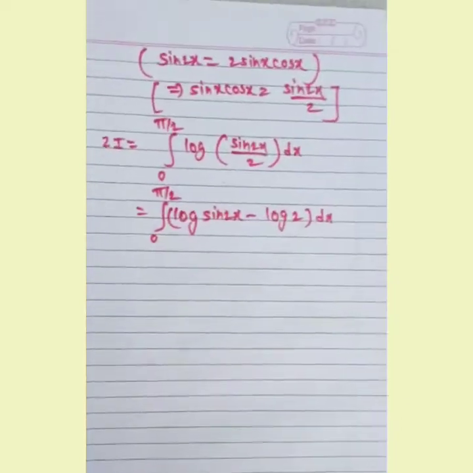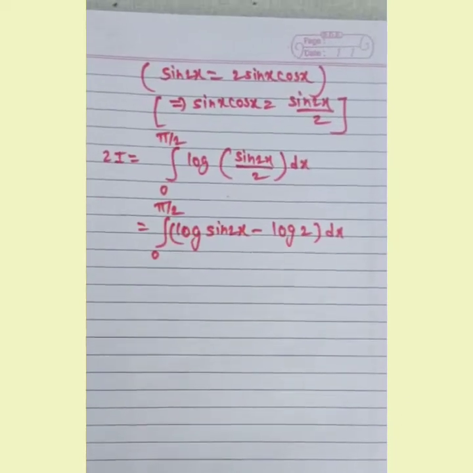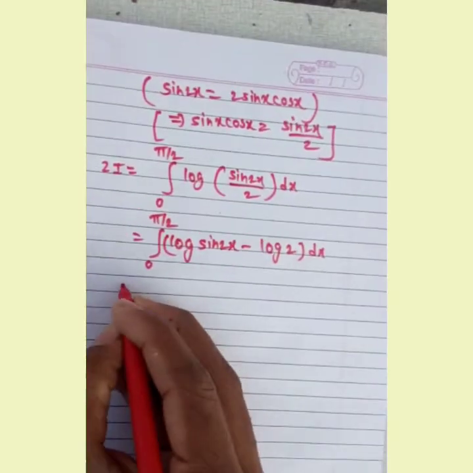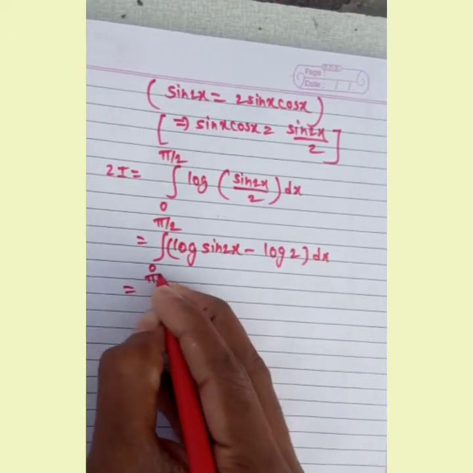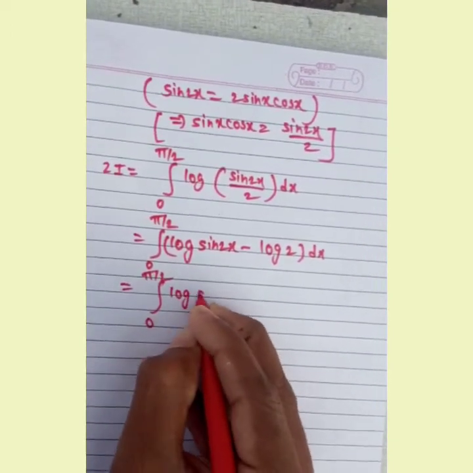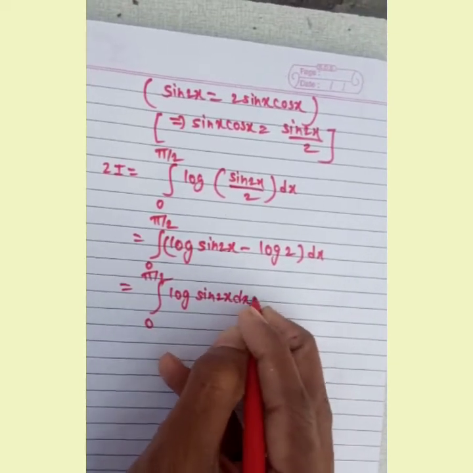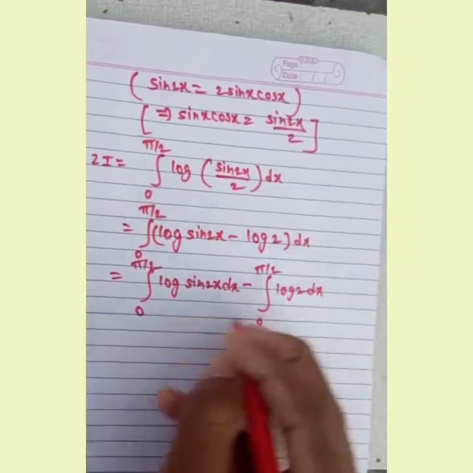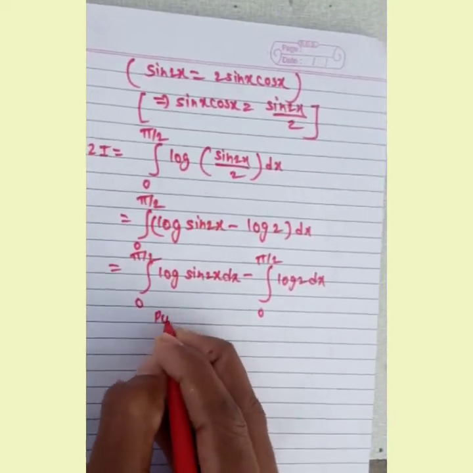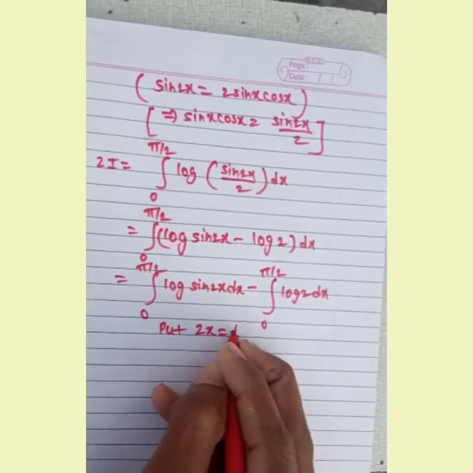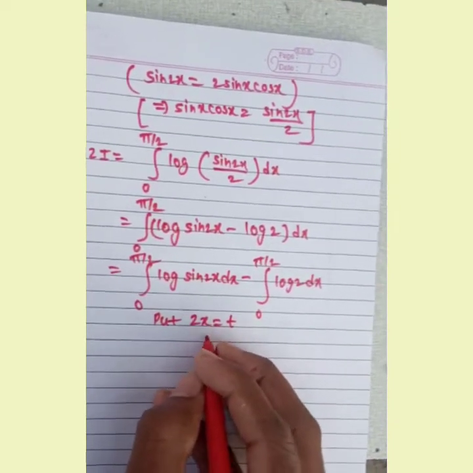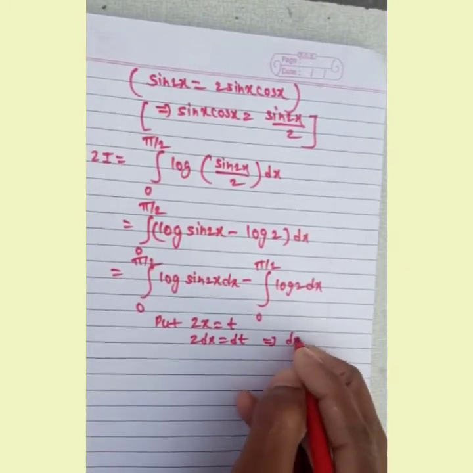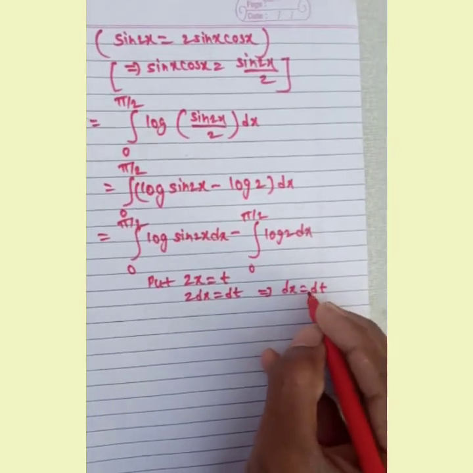Okay, now in the next step we will use the method of substitution in this case. We will write this separately so you can easily understand. Integration from 0 to pi by 2 of log sin 2x dx minus integration from 0 to pi by 2 of log 2 dx. So put 2x equals t. After taking the derivative, we get 2 dx equals dt. That implies dx equals dt upon 2.